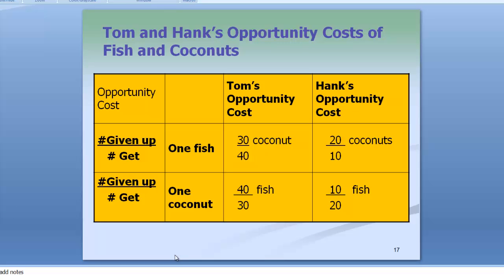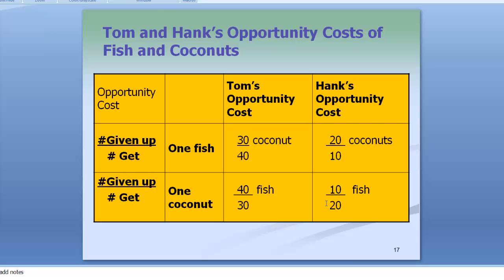And here is the solution. We took the number of coconuts that Hank would give up, 20 coconuts, if he were to get his 10 fish. So Hank's opportunity cost of producing fish is 20 over 10. For Hank's opportunity cost of coconuts, the number of fish given up is 10, and the number of coconuts Hank would get is 20. So Hank's opportunity cost of producing coconuts is 20 over 10.